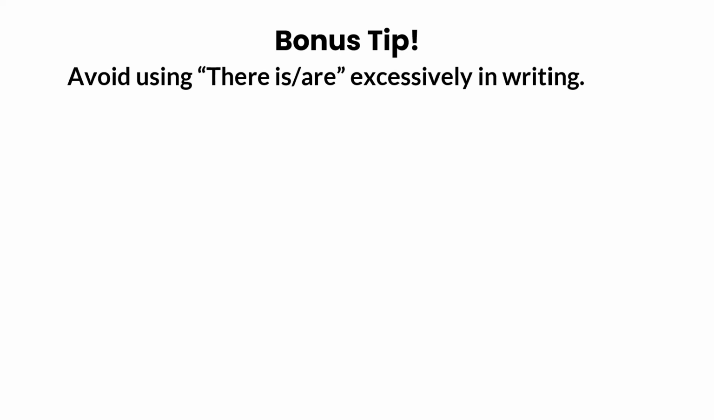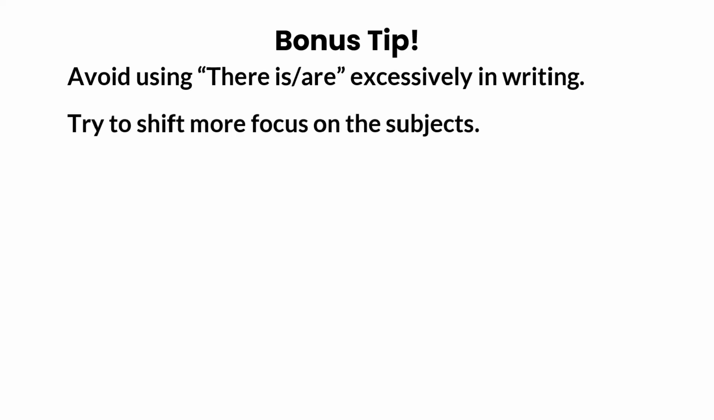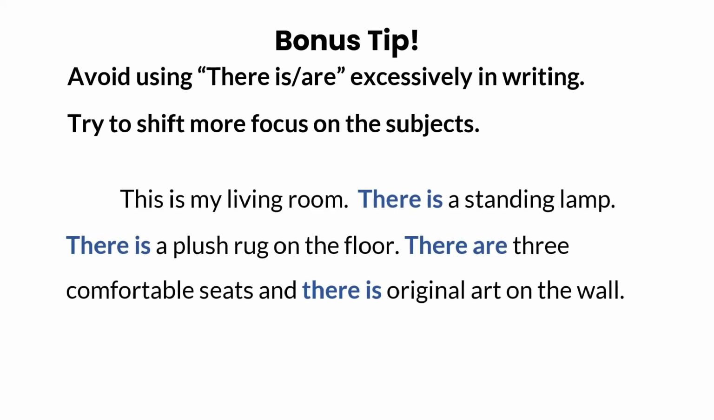Avoid using "there is" or "there are" excessively in writing. Try to shift more focus on the subjects. Let the subjects do something. Let's look at the example. This is my living room. There is a standing lamp. There is a plush rug on the floor. There are 3 comfortable seats and there is original art on the wall. We've said "there is" or "there are" 4 times. But there may be a way to not use "there is" or "there are" at all in a paragraph, all by focusing on the subjects.